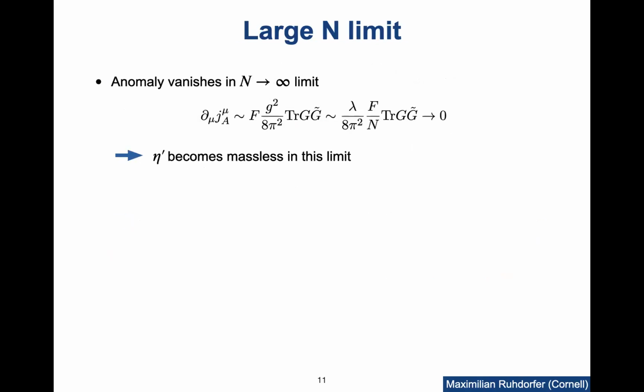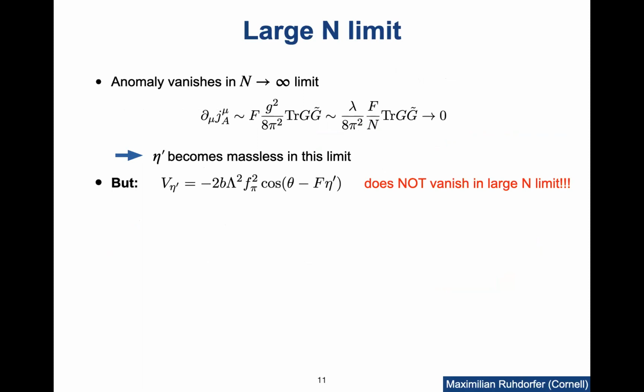All right, now we get to the large N limit. So in a large N limit, for fixed 't Hooft coupling, you see that the anomaly scales like the number of flavors over the number of colors, meaning the anomaly vanishes in the N to infinity limit. And in that sense, like I said, the eta prime is a pseudo-Goldstone boson. This is because we recover the axial symmetry in the N to infinity limit. So in this limit, the eta prime would become an exact Goldstone, and it would be completely massless.